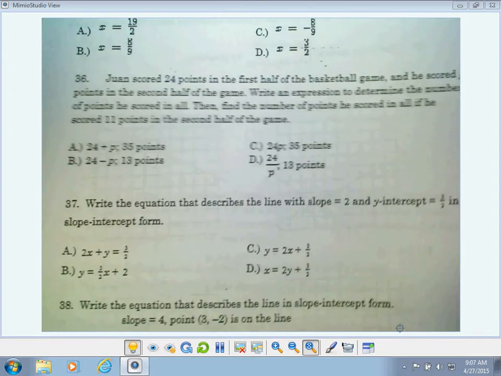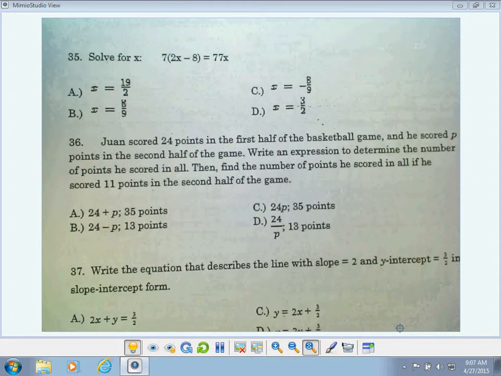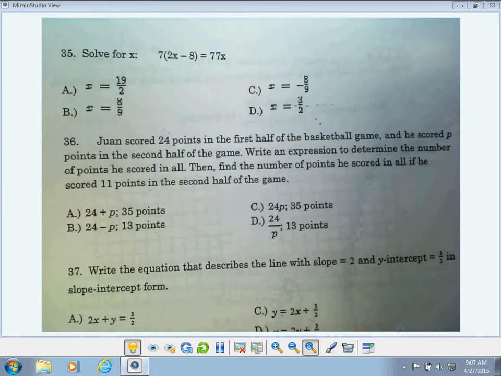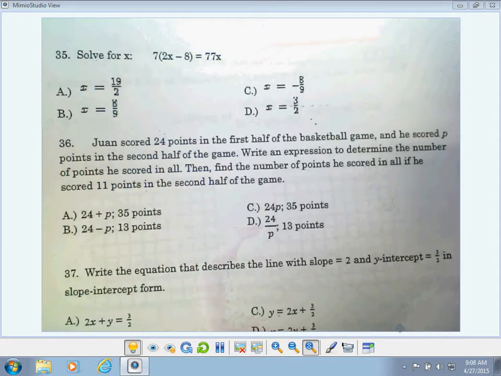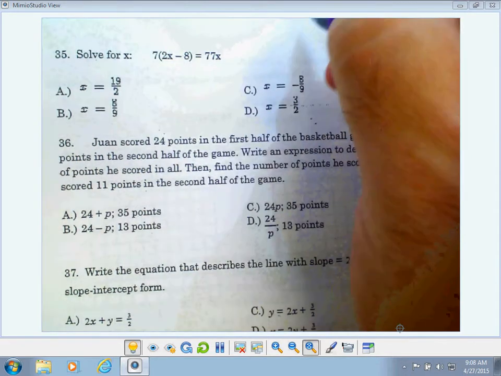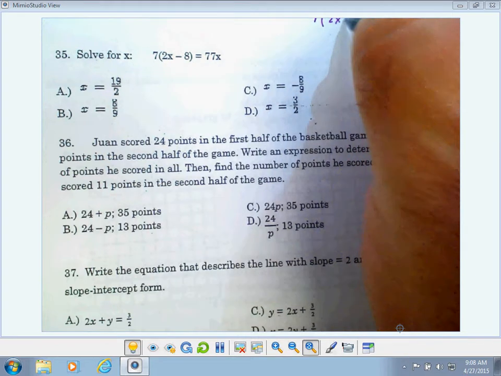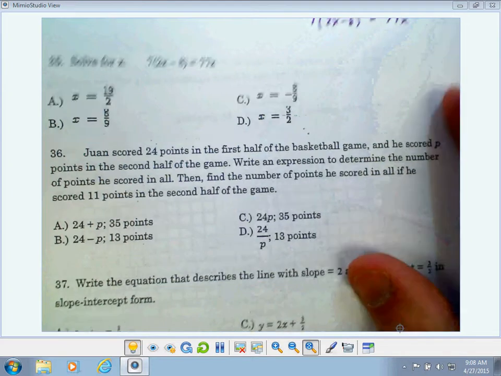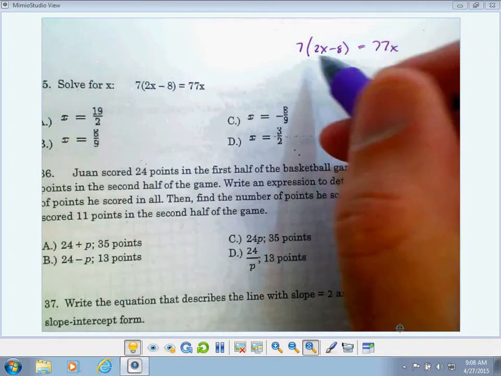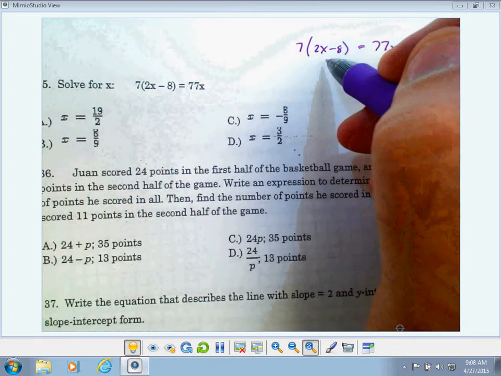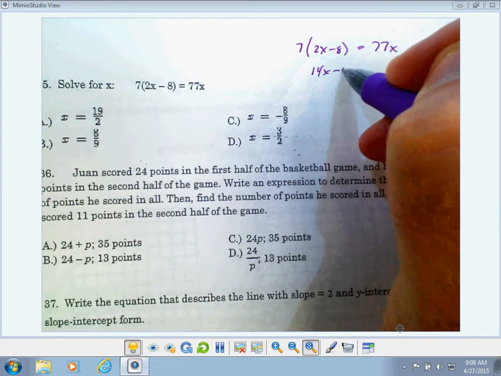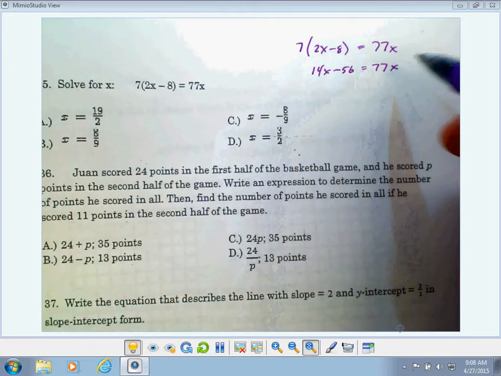Okay, so we have, again, the next step in this is solving for X. This one looks like a pretty standard equation solving problem. It involves maybe a little bit of distributing if you want to do it that way, or several other ways you could do this. So let's rewrite it here, and then we'll work this out. So I distribute the 7 to the 2x and to the negative 8. It's going to be 14x minus 56 equals 77x.